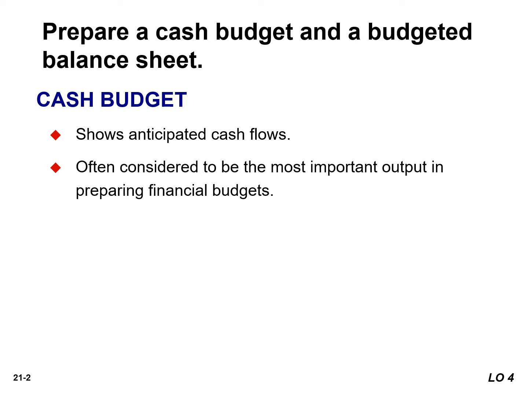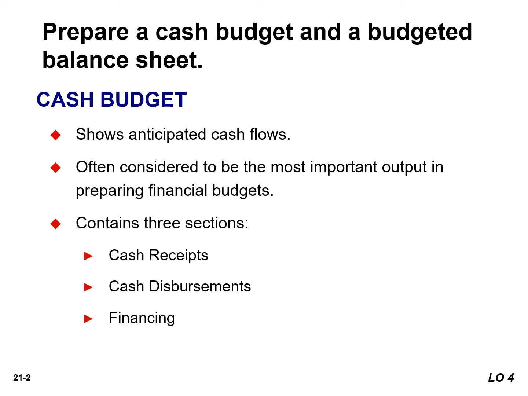The cash budget shows the anticipated cash flow. Because cash is so vital, this budget is often considered to be the most important financial budget. The cash budget contains three sections: cash receipts, cash disbursements, and financing, as well as the beginning and ending cash balances.